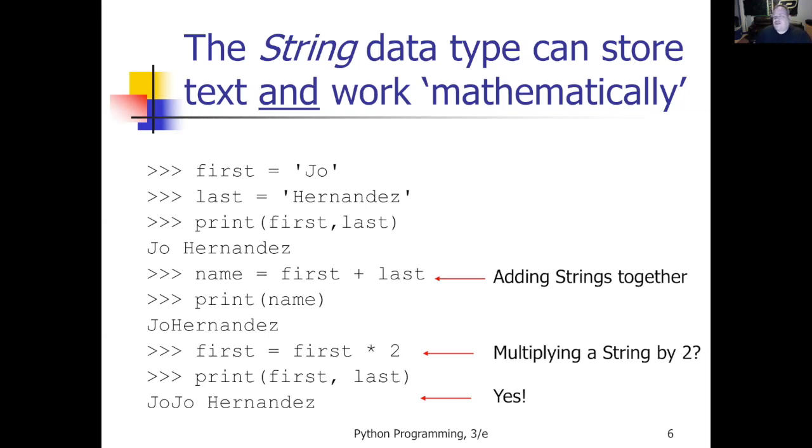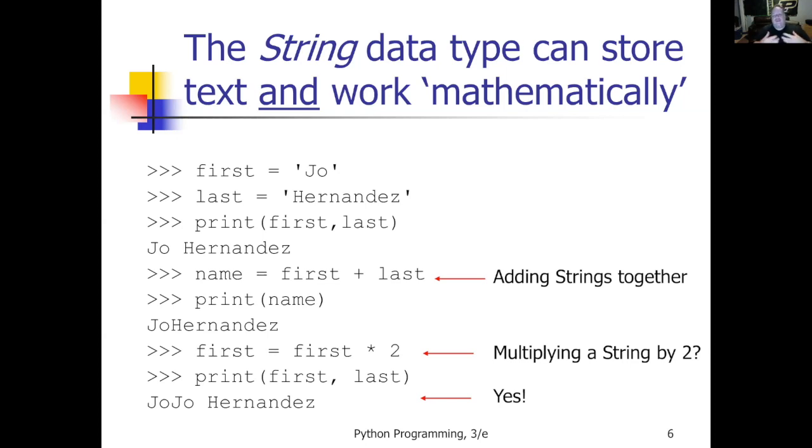If I say first equals first times 2, again, first was Joe. How am I multiplying it times 2? In fact, I'm replacing what's in the first variable. I'm assigning it what was in it doubled. So not Joe, but Jojo. And when I print it here at the end, it says Jojo Hernandez.